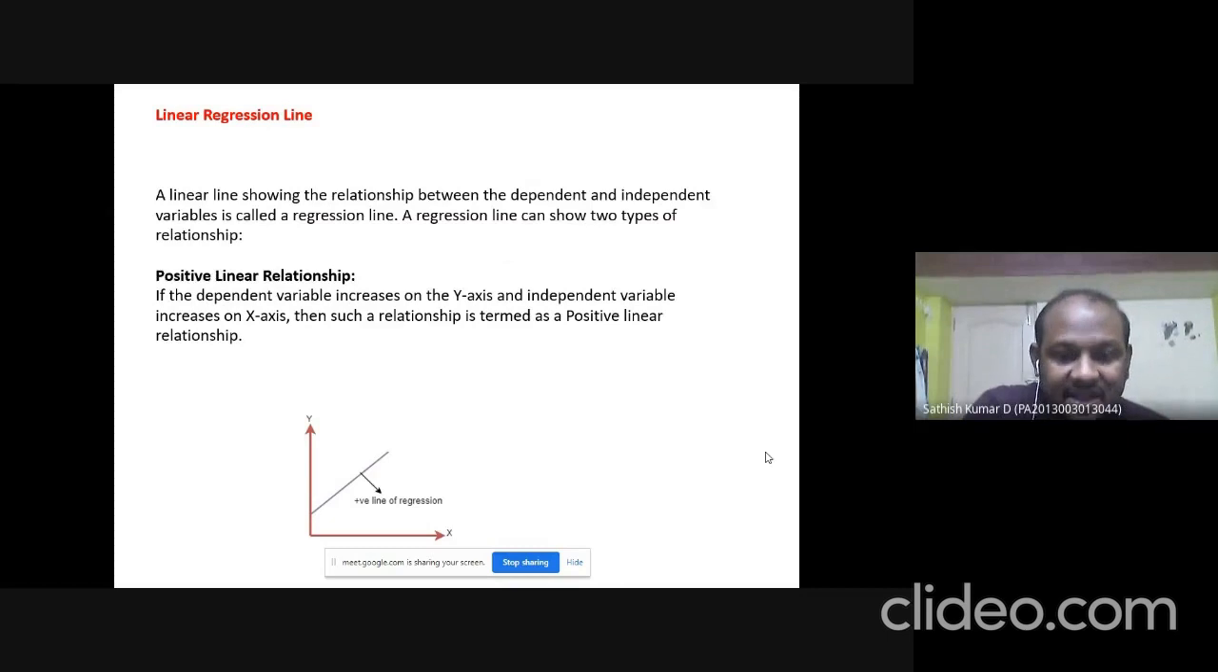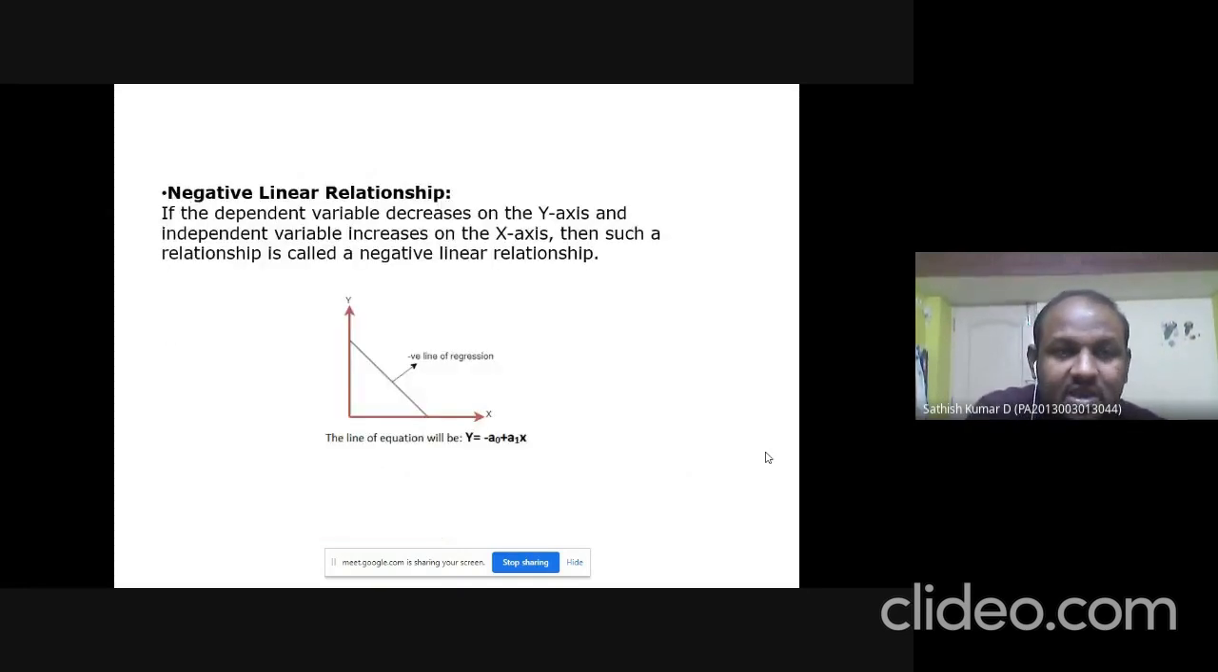Linear regression line. Here one line is called the linear regression line, that is called a positive line of regression. If the dependent variable increases on the y-axis and the independent variable increases on the x-axis, then such a relationship is termed as a positive linear relationship. That is, the positive relationship means x is increasing as well as y is increasing. This is called negative linear regression. In negative linear regression, if x is increasing, y is decreasing. That is called negative linear regression.